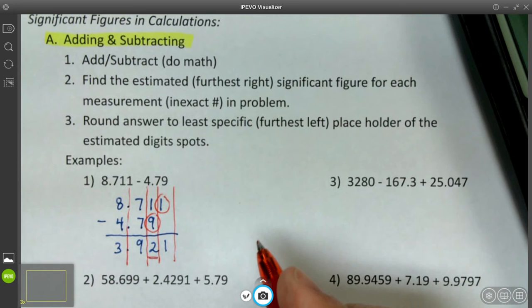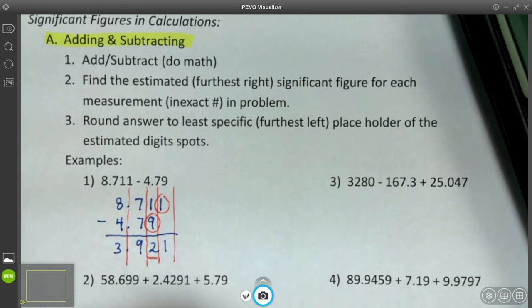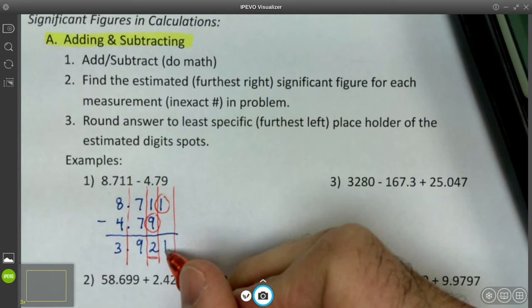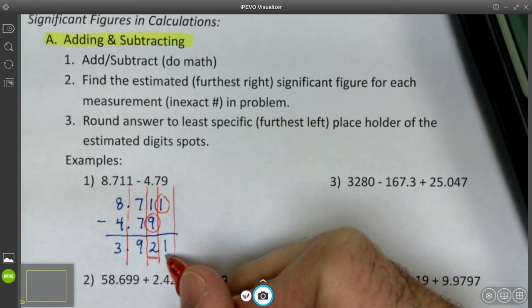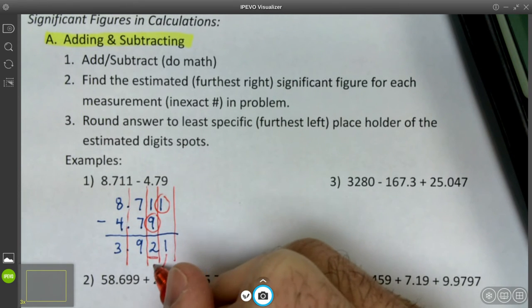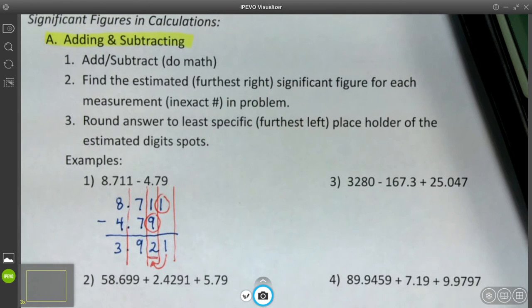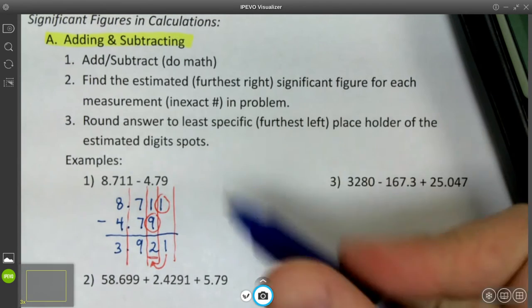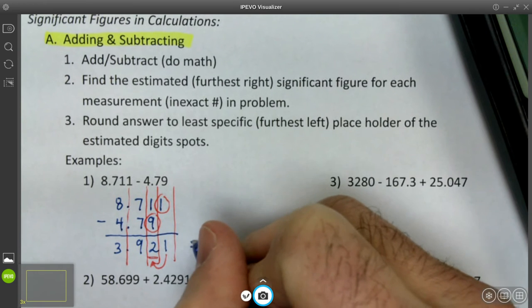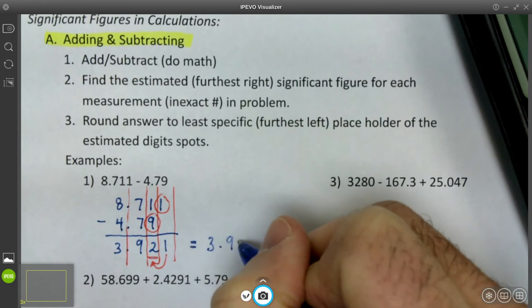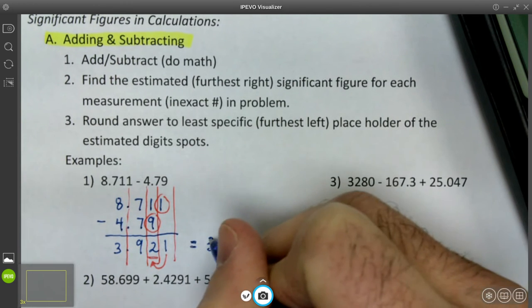Now it's normal math rounding. Okay, you don't do anything different. So if the number after it is 4 or less, you leave it the same. If the number after it is 5 or above, you round it up. So the 1 does not round the 2 up. So this becomes 3.92, which is the correct answer.